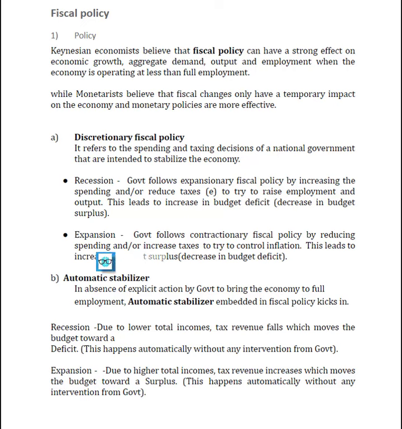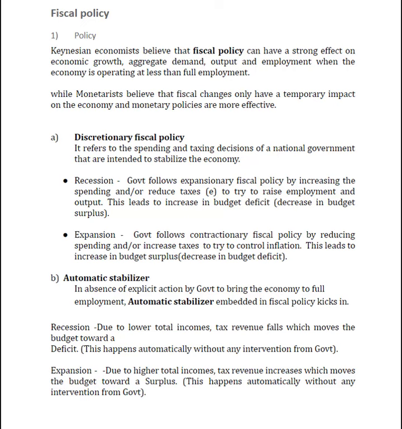First is discretionary fiscal policy, where the government plays a very active role. It intervenes in the economy by spending or taxing a certain section of society. We're going to talk more about this. So with discretionary policy, the government makes the spending and taxation decisions. When the economy is in recession, the government follows an expansionary fiscal policy by increasing spending and reducing taxes, so that it can raise the employment level and move output to the full employment level.